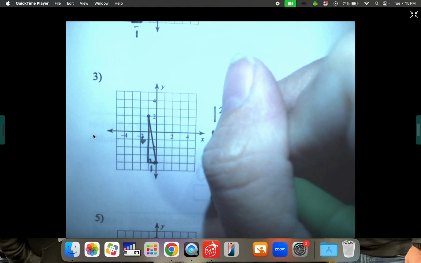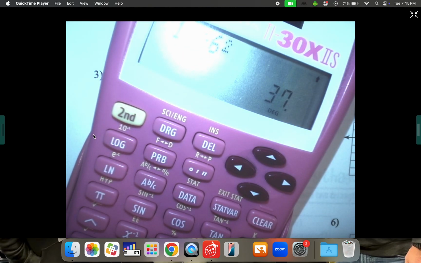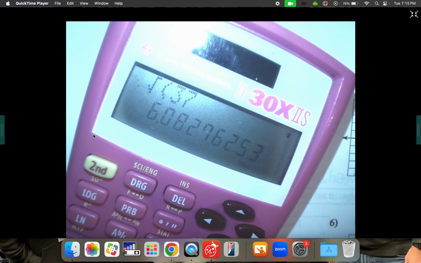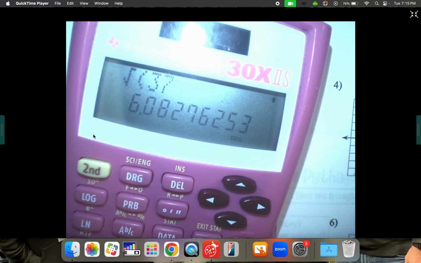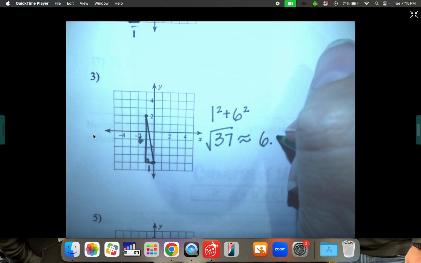The square root of 37 does not come out evenly, so we are going to round to the nearest tenths place. About 6.1. So the 8 bumps up the 0 to a 1.